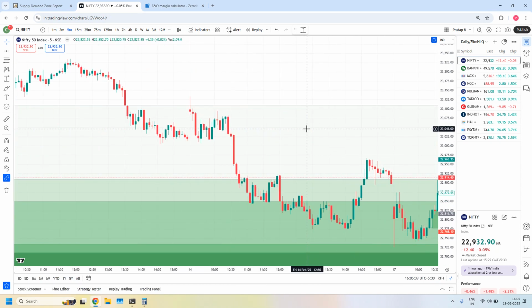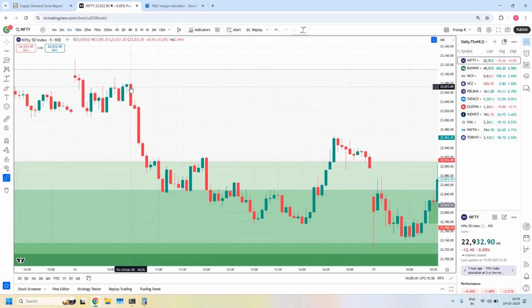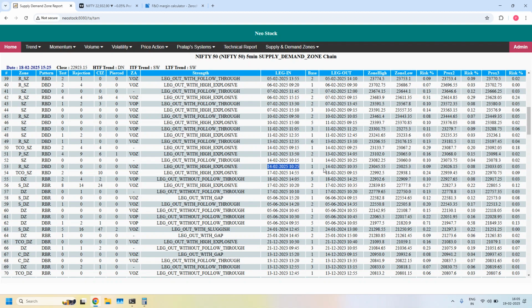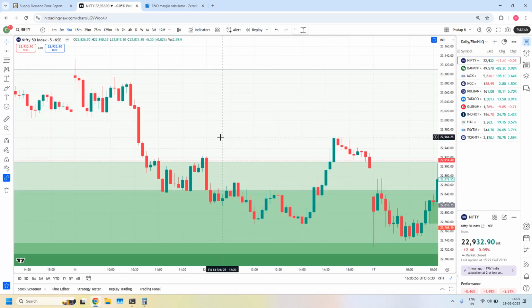This is the one. 14 February 1025. This is the leg in. You have a base candle, you have a drop candle. The 1035 candle is the leg out candle. See here, 1035 candle is the leg out candle. Now draw the zone. This is the supply zone.